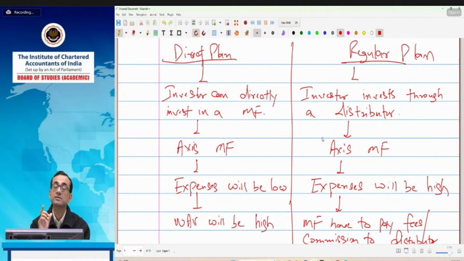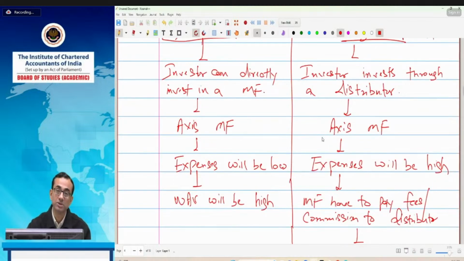The difference lies in the expenses. So expenses will be low in the case of a direct plan, and expenses will be higher in the case of a regular plan. What is the reason? The reason is that the mutual fund has to pay a certain commission to the distributor, which is also called a trail commission. This commission will not be paid by the mutual fund from its own pocket. It will be collected from the investors. So that is a burden on the part of the investors.